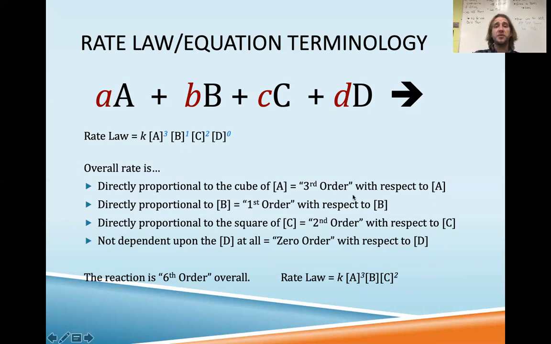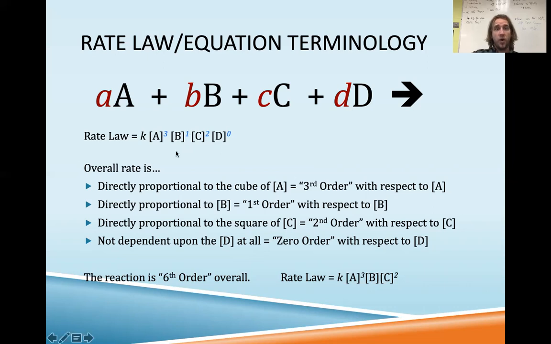Those rate orders, we would say, so for example, for substance A, we would say that the overall rate of this reaction, when we incorporate all the reactants and the temperature and how they're colliding, all combined together, we say that it is third order, or directly proportional to the cube of A. We would say it's third order with respect to A.